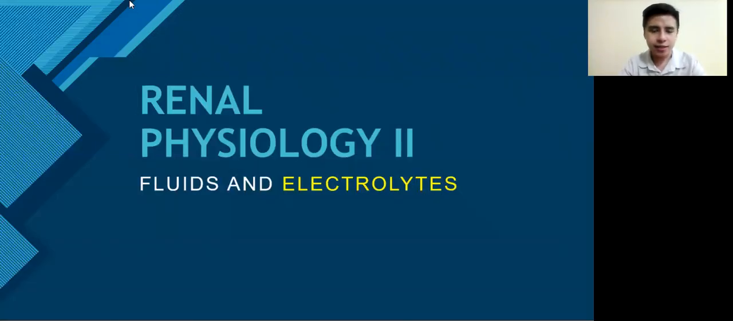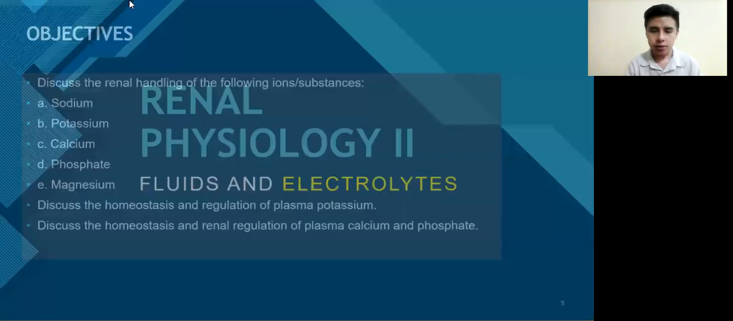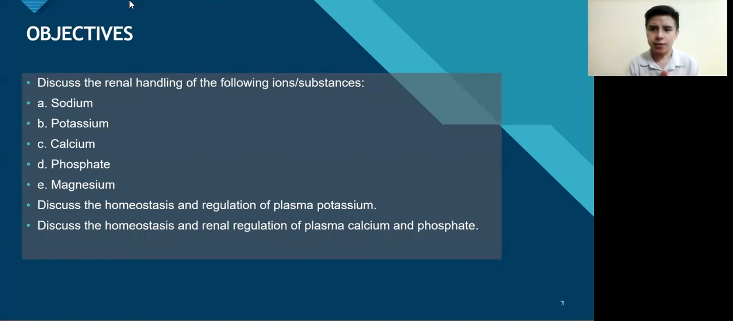Hello, everyone. Again, we're in the final part of the renal physiology. Basically, we're going to talk about the electrolytes. How is the kidney able to regulate the electrolytes? There are a lot of electrolytes, but we're just going to focus mainly on potassium, calcium, and phosphate.